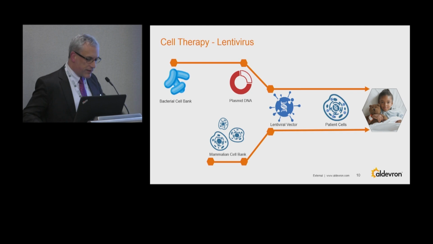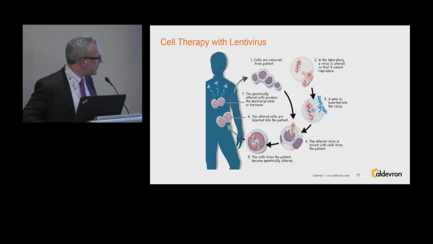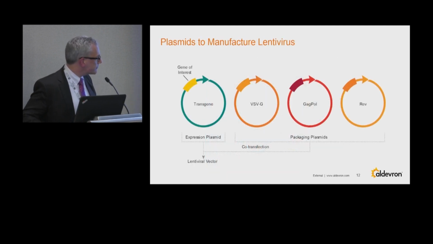So moving over to lentivirus, similar process here. We have bacterial cell banks with plasmids and mammalian cell banks making the lentiviral vector. But then that is typically administered to patient cells outside the body, although there are certainly programs where lentiviral vectors are administered directly. And then the cells are infused back into the patient. Again, a more detailed view of this, where we have the virus made in the laboratory transducing these cells outside the patient and then re-administering them.